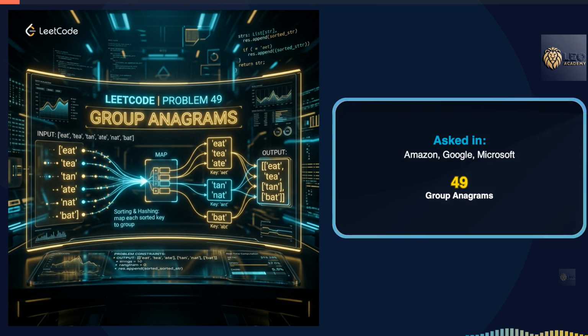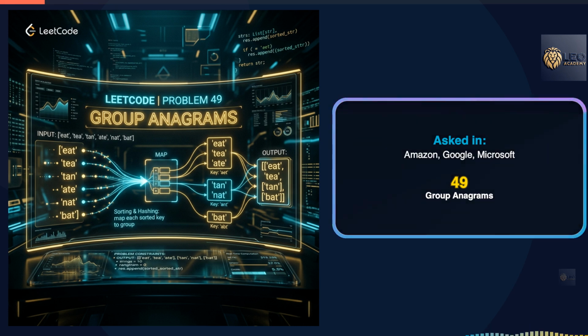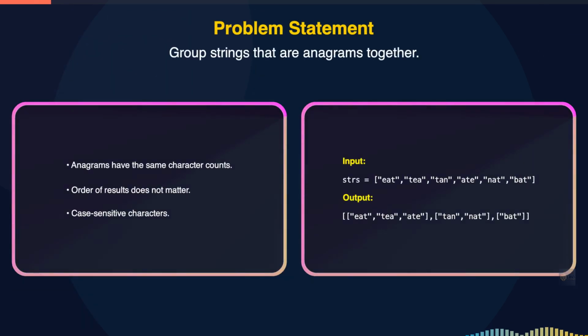Today we are mastering LeetCode 49, Group Anagrams. This is a fundamental hashing challenge that tests your ability to identify patterns and choose the right data structures. Let us look at the problem statement.